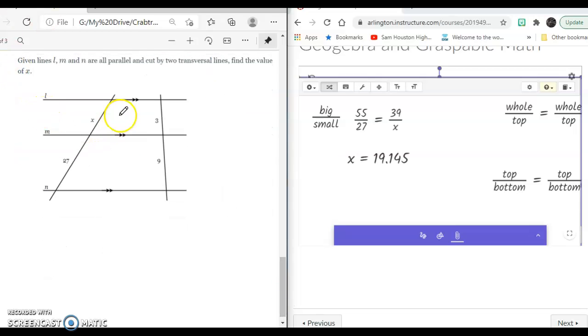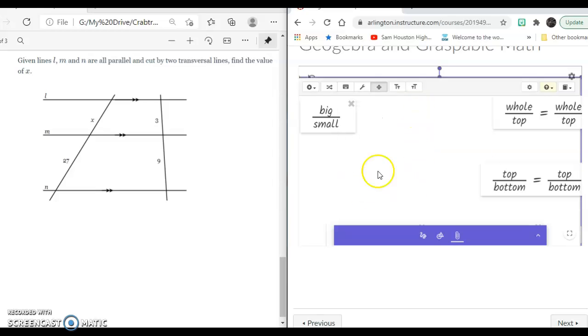Okay, the last one on the proportions will be the multiple parallel lines. Notice that there are 3 lines that are parallel and they're cut by transversals. So what we're going to use is, since we're given top to bottom, top to bottom, top to bottom.